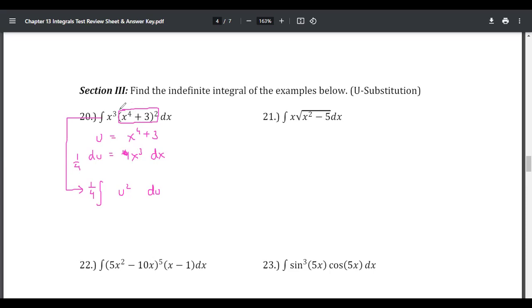Can you see that? All right, let me see.